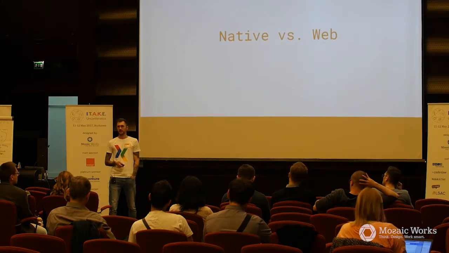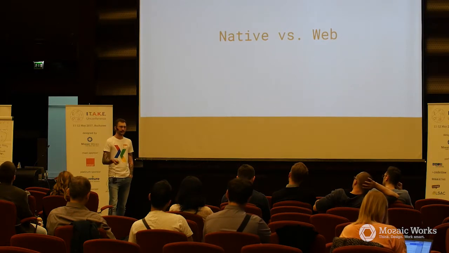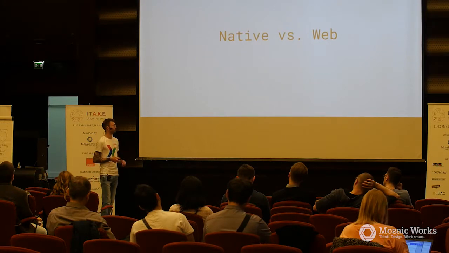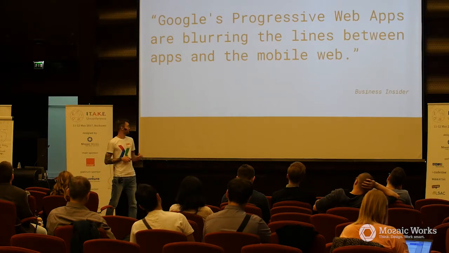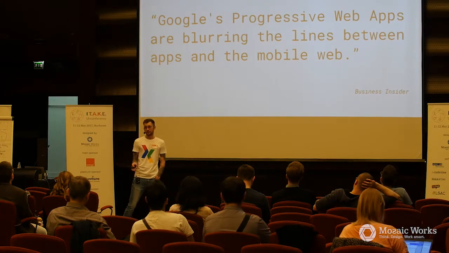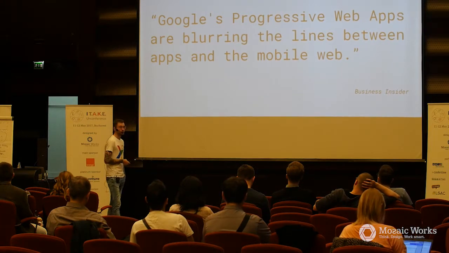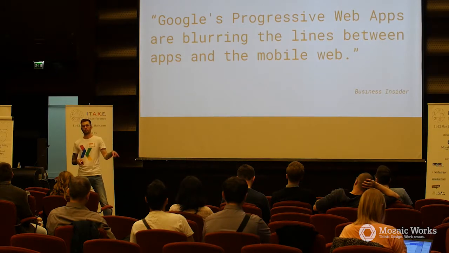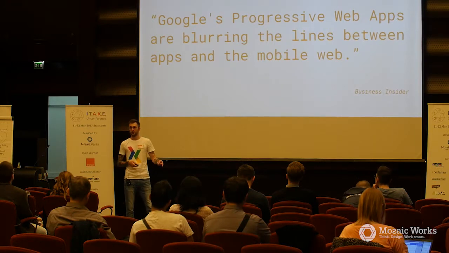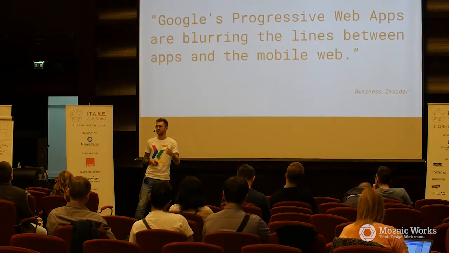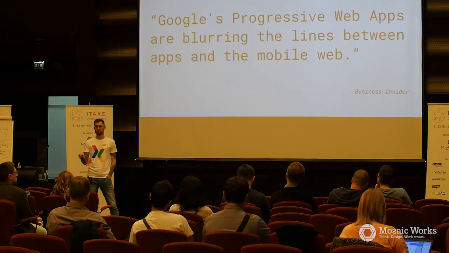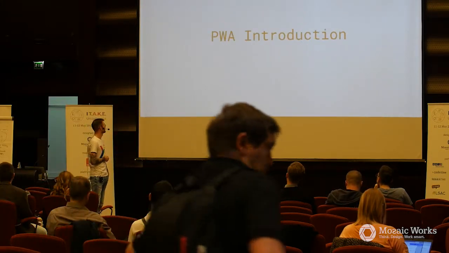And I think that in the near future, the line between web and native is going to be very, very blurred. Basically, Business Insider said that Google's progressive web app blurs the line between native and the mobile web. And that's exactly what a progressive web app is. It's an application that's built on the web, but it's built in a way that it's made to feel like a native one. And we're going to see today how you can build one of those yourselves.